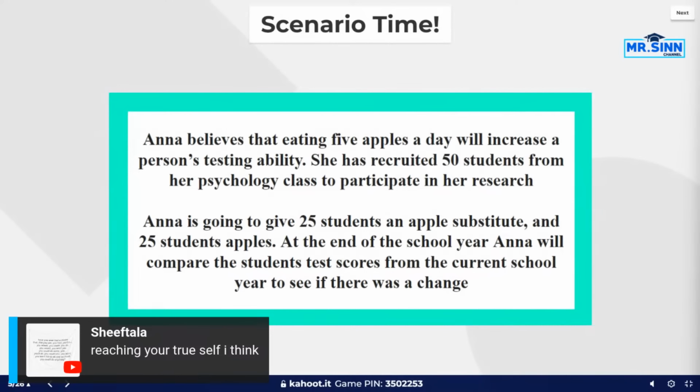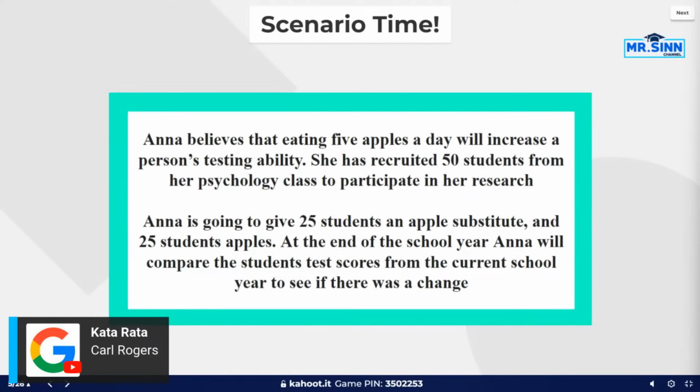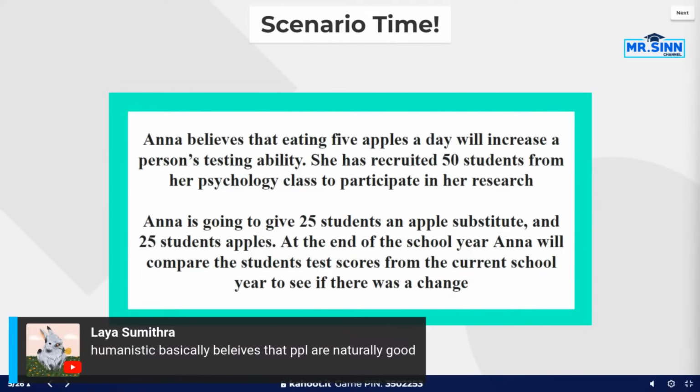Yes, so we got a variety of people: reaching your potential, full, yep. Maslow's hierarchy of needs, yep. Carl Rogers, which connects into humanistic. People believe generally good. Nice. We got some awesome people in this chat.